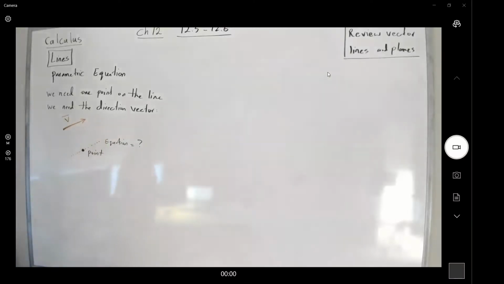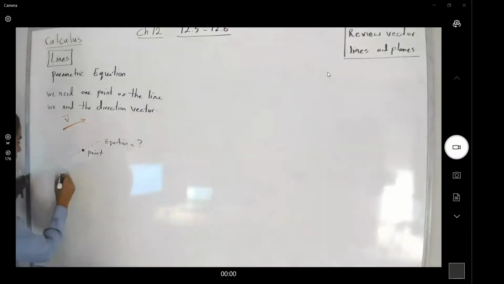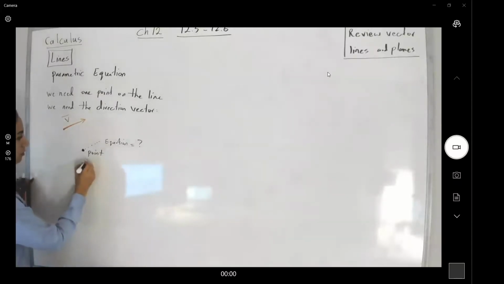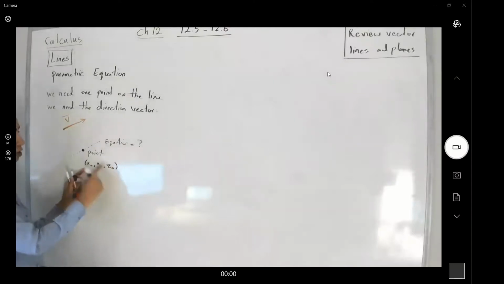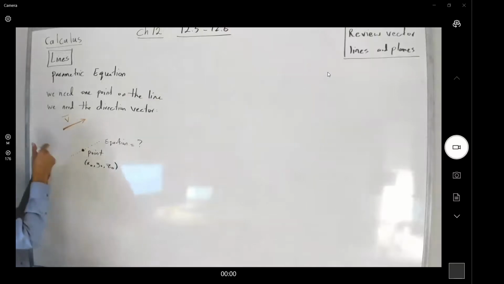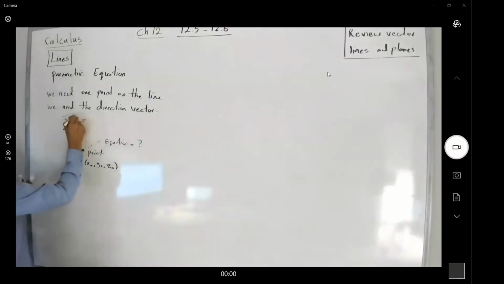Very well. To write the equation of the line, we have x, y, z. Let's write down this point here as x sub 0, y sub 0, z sub 0. Note that I'm using parentheses to represent this point. And for this vector, I'm going to use a, b, and c, so vector (a, b, c). The components of this vector are a, b, and c. This is your vector in the space.